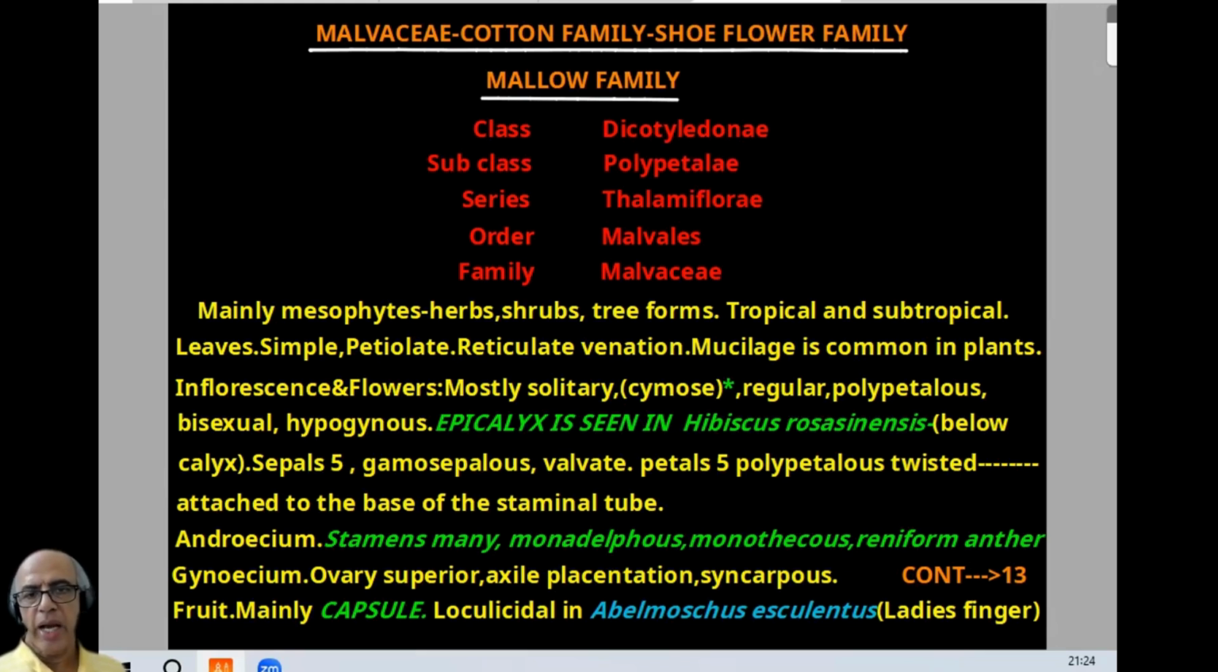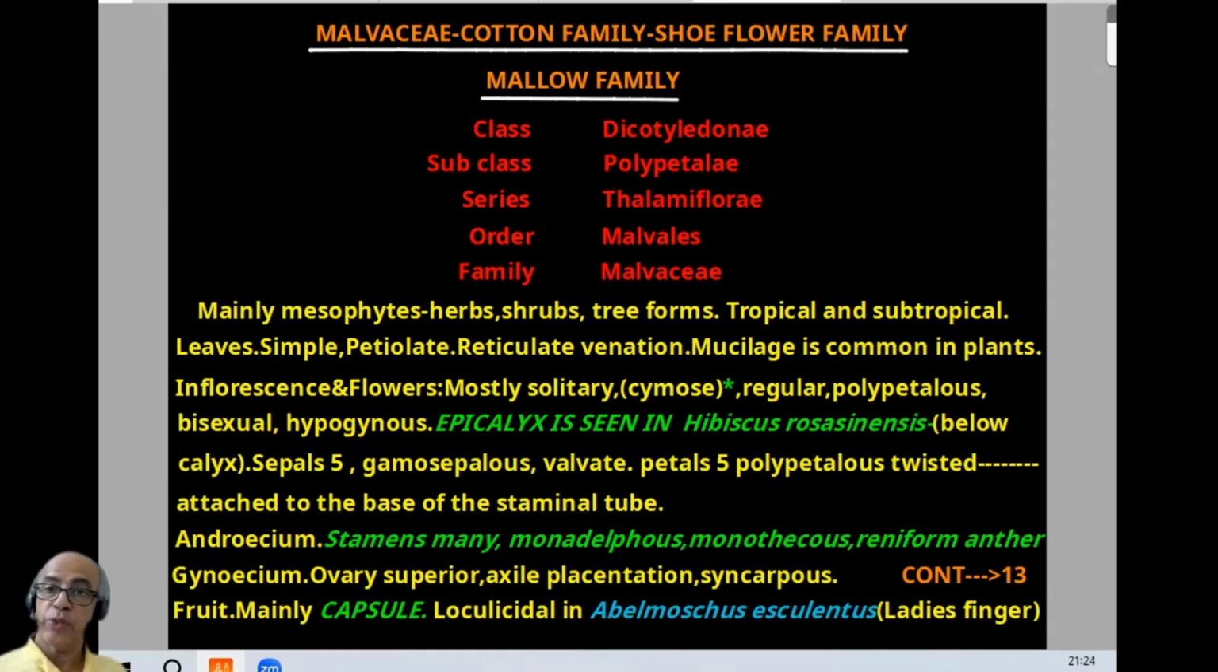Epicalyx is seen in Hibiscus rosa-sinensis. That is below the calyx: epicalyx, then calyx, then the corolla. Calyx sepals 5, gamosepalous, valvate. Petals 5, polypetalous, twisted, attached to the base of the staminal tube.